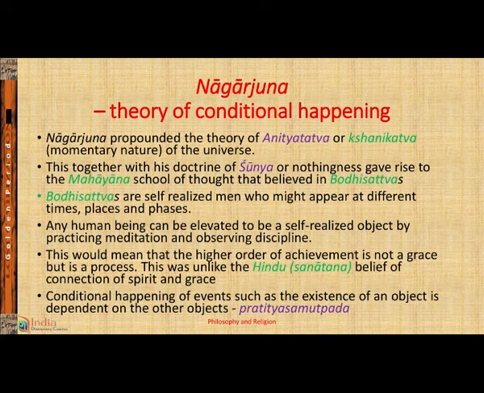So one of the greatest, I can say, philosophers during that time was Nagarjuna. He proposed the theory of anityatva, so kshanikatva, so everything is momentary in nature, in the universe. And this together with the doctrine of shunya, so he gave the doctrine of nothingness or shunya, gave rise to the Mahayana school of Buddhism. And they believed in bodhisattvas.